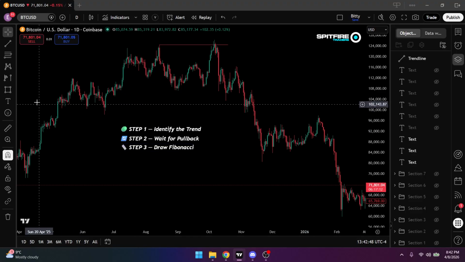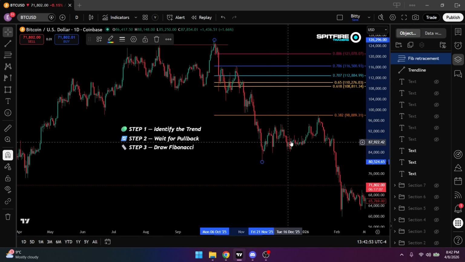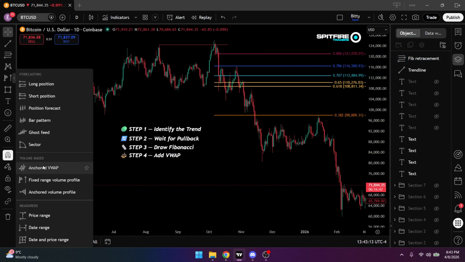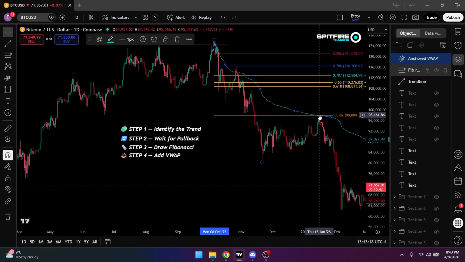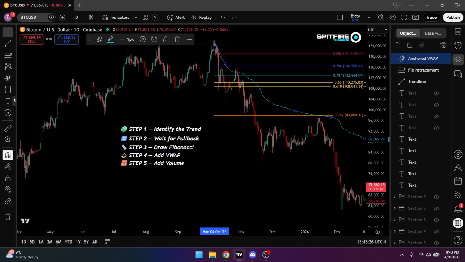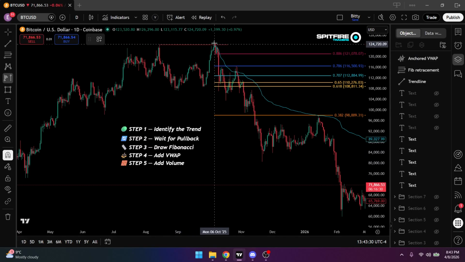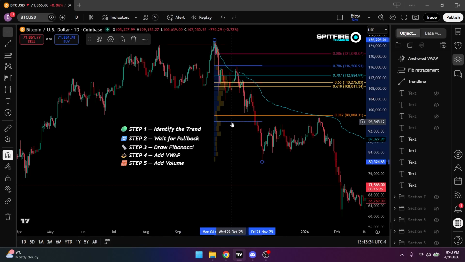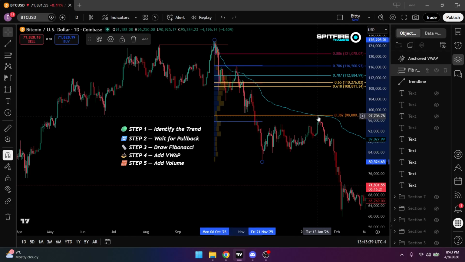Now we measure the impulse using a fib retracement from the high to our low from where the pullback started. We can also add a VWAP, and I'll use an anchor VWAP from the same high, and we get our second confluence right here. Step number 5, we add a volume profile, and I'll use the fixed range volume, again starting from the high to the low that started the pullback, and we get value area low right in the same area as the 382.